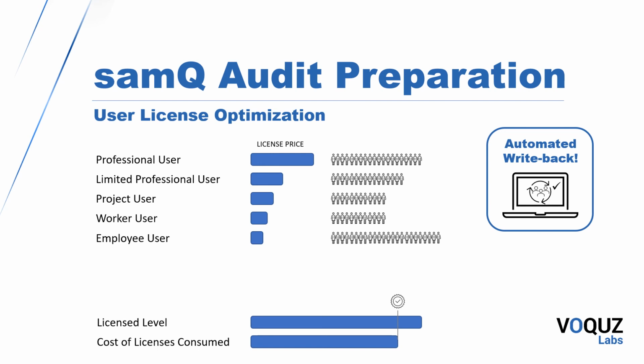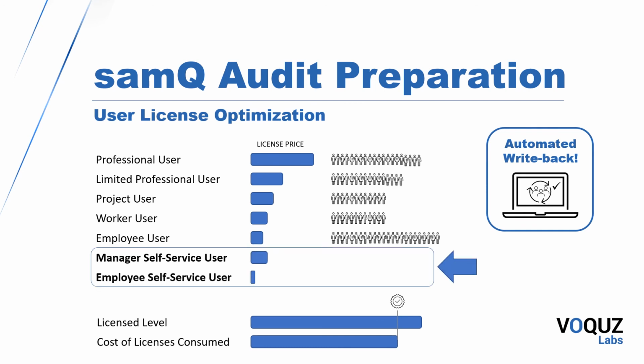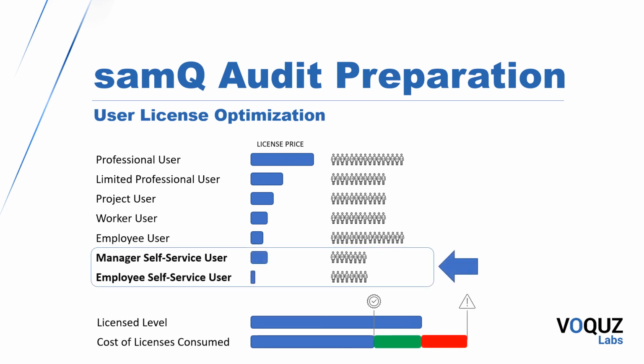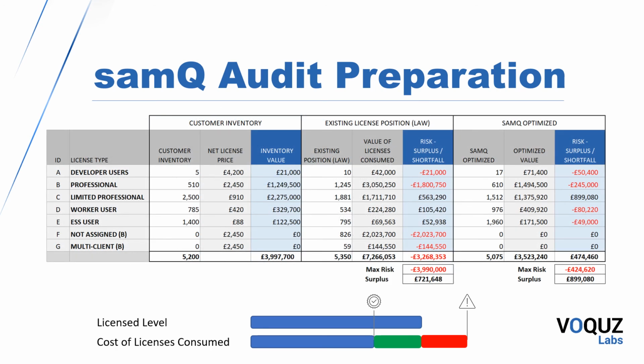samQ can also map users to unlicensed user types from SAP's price list, showing customers how they could negotiate even cheaper licenses and potentially save even more money. samQ provides customers with clear user optimization reporting, showing customer inventory against current licensing position and the samQ optimized position.